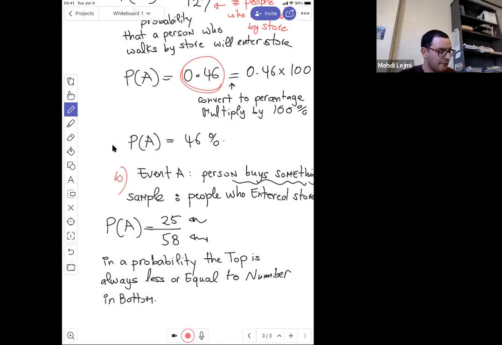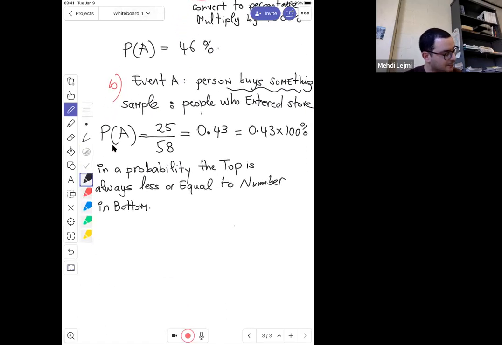So it's 25 over 58, and when you divide 25 by 58, the answer is 0.43. So you see, the answer is a number between 0 and 1. To convert to a percentage, you multiply by 100%, so 0.43 times 100 is 43. So that would be 43%. So the answer here is 43%.